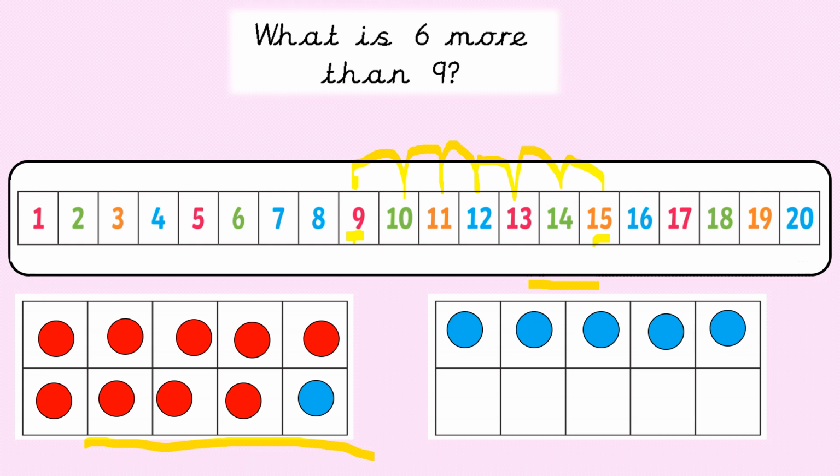Have a close look at these 10 frames as well. What do you notice? I can see 9 that are red and 6 that are blue. But I put one of the blue ones over onto this 10 frame to make it full. So there's 10 and 5, which makes 15.